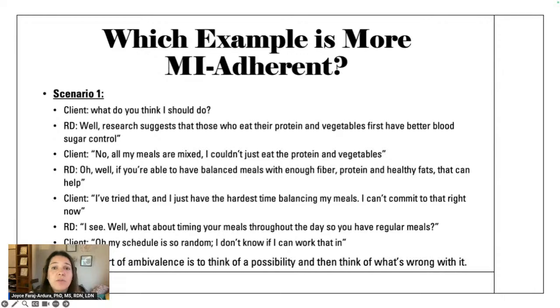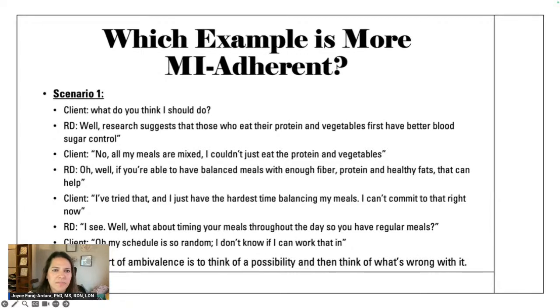The dietitian can say, well, research suggests that those who eat their protein and vegetables first have better blood sugar control. Client says, no, all my meals are mixed. I couldn't just eat the protein and vegetables first. Okay, the dietitian says, well, if you're able to have balanced meals with enough fiber, protein, and healthy fats, then that can help. The client says, oh, I've tried that and I just have the hardest time balancing my meals. I can't commit to that right now.